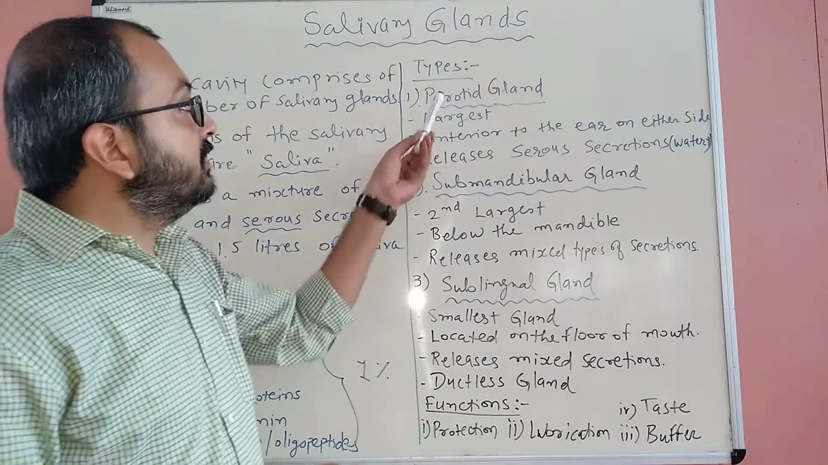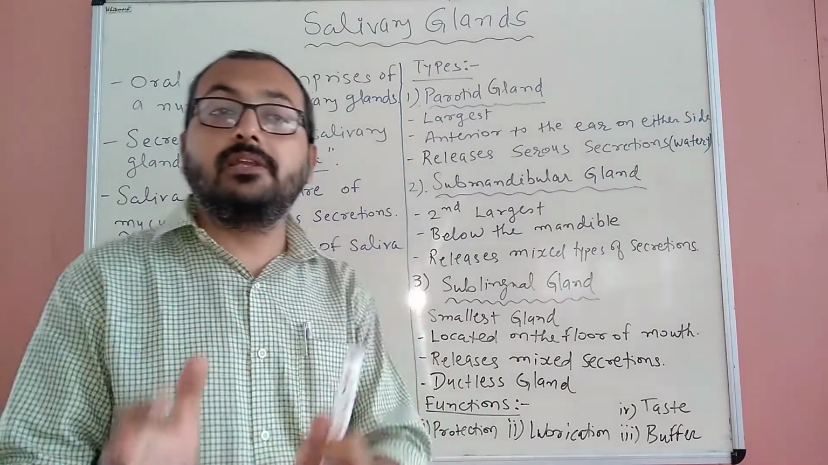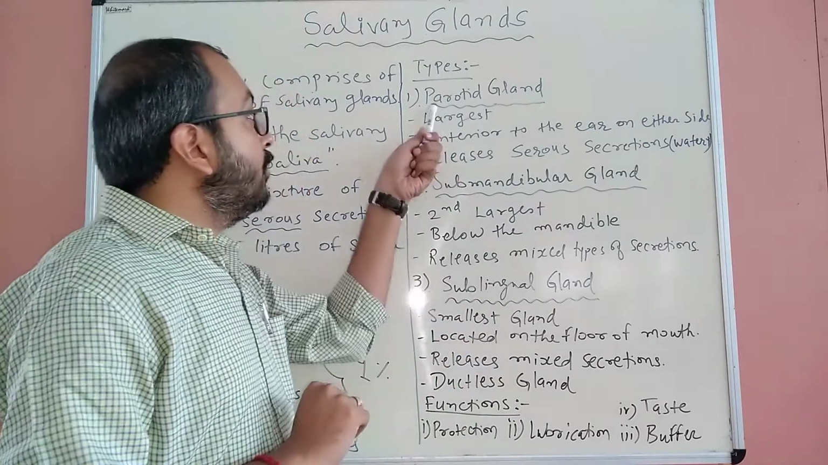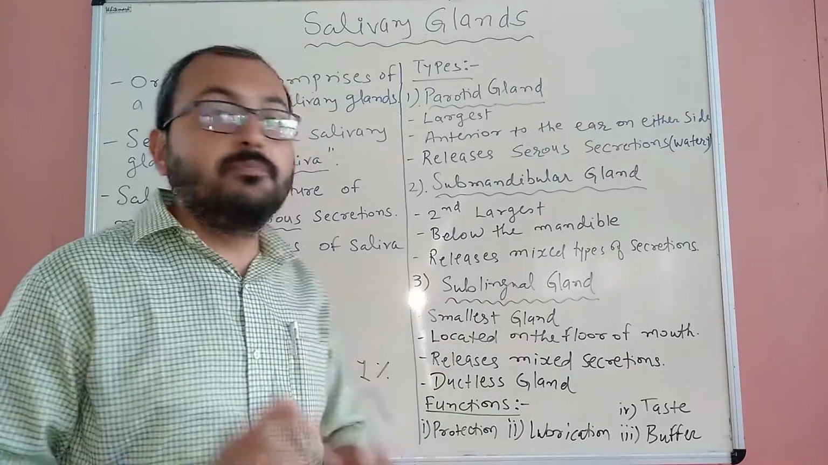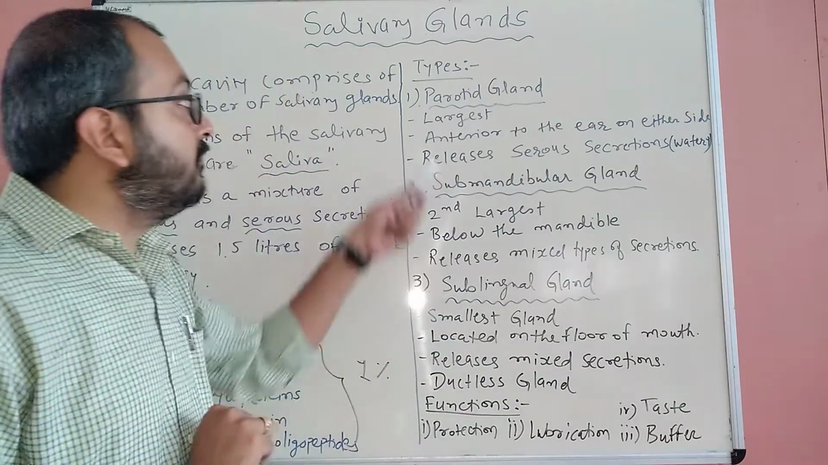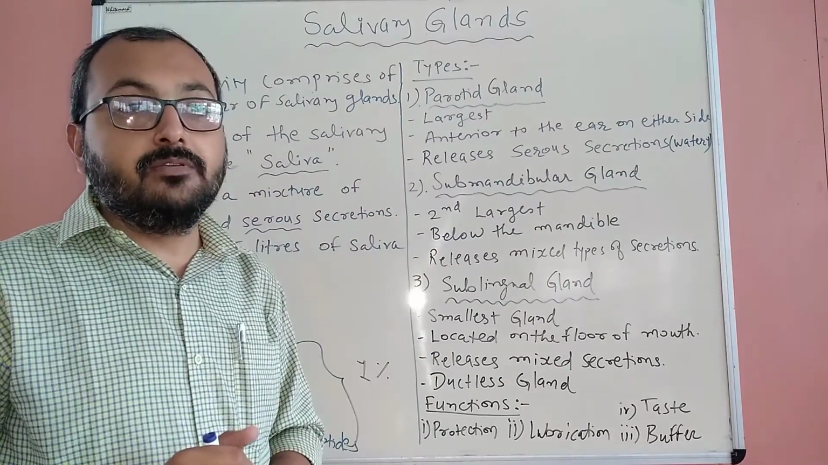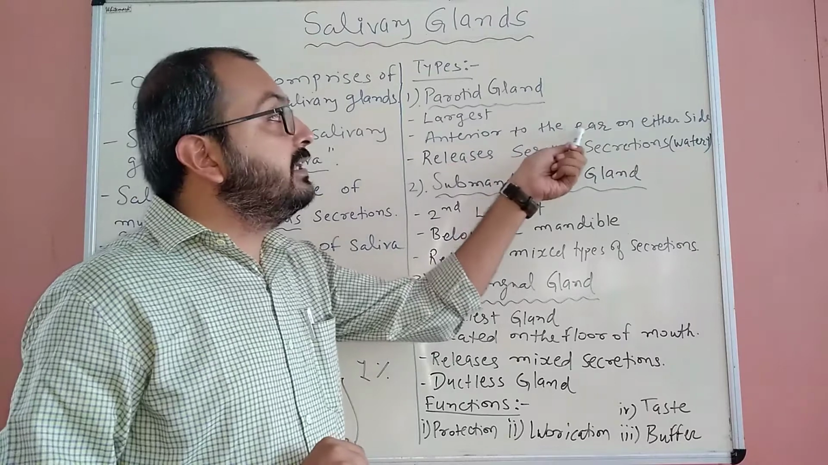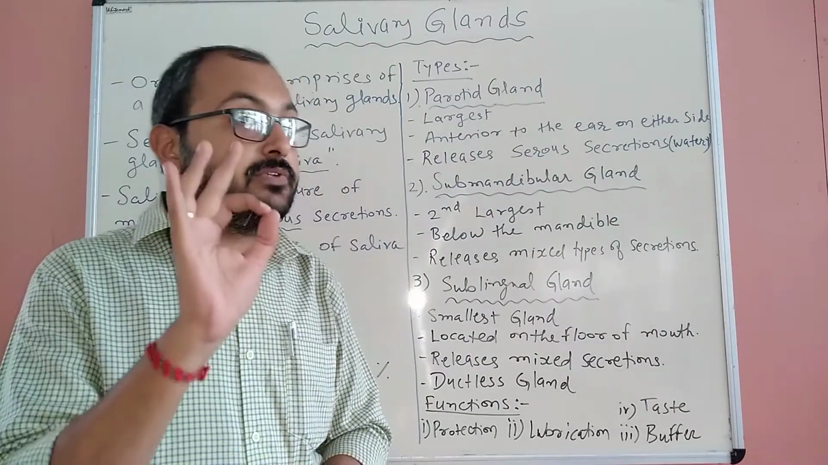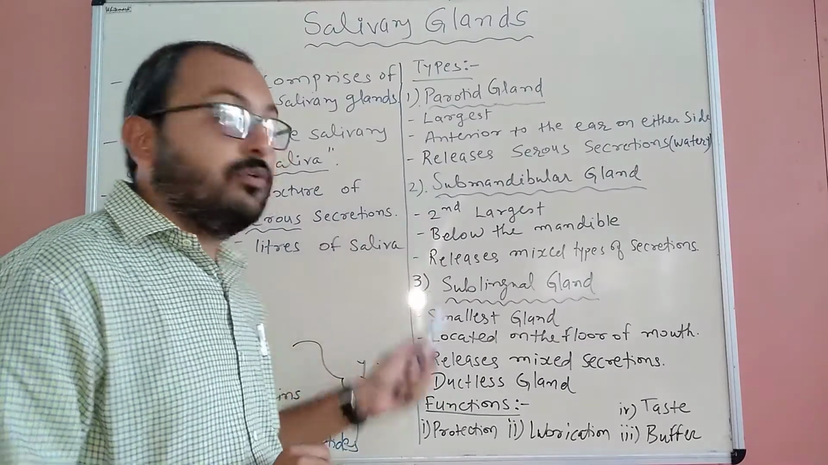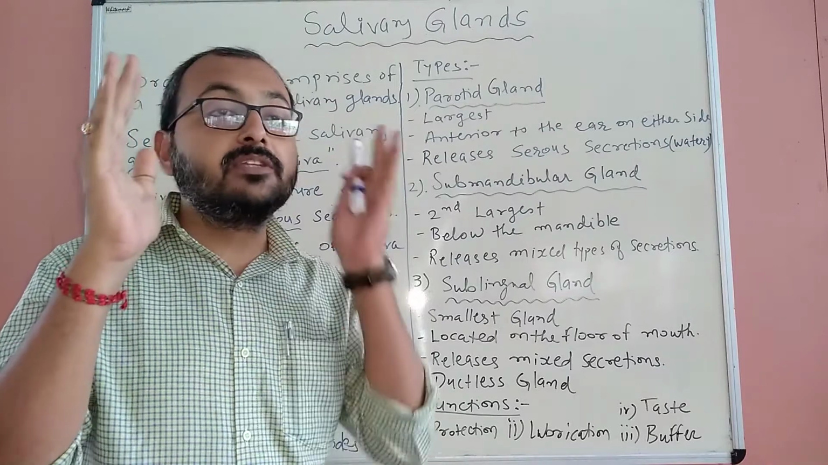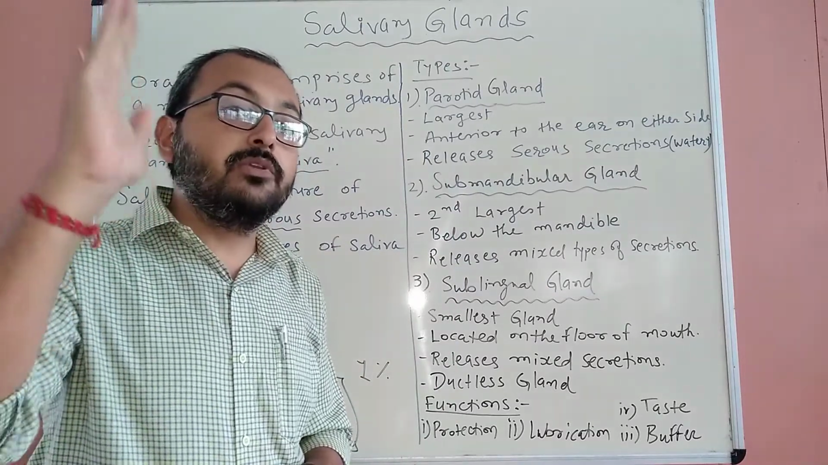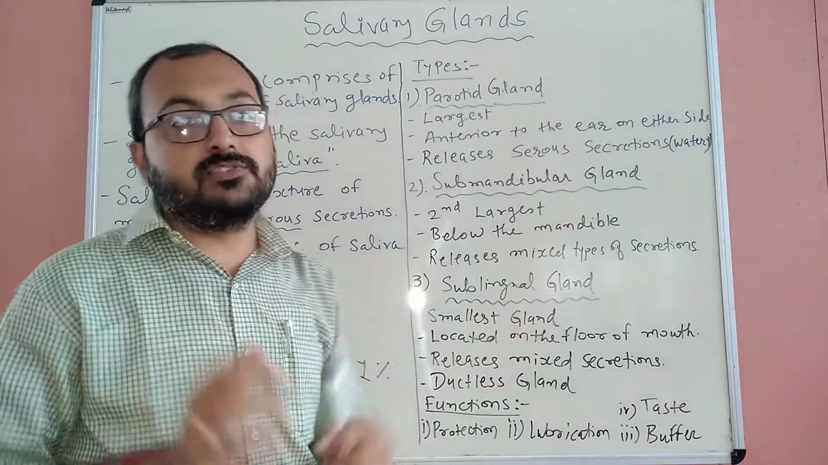Coming to the major salivary glands, as I have already stated, we have three: the parotid gland, submandibular gland and sublingual gland. In the case of the first, the parotid gland, where exactly is it located? It is located just anterior to the ear on either side. One thing we need to remember is that these three are available in pairs. Three will be on the right side, three on the left side.